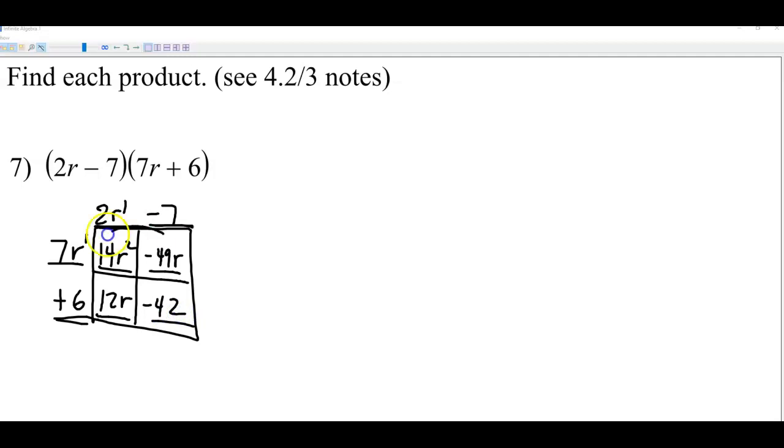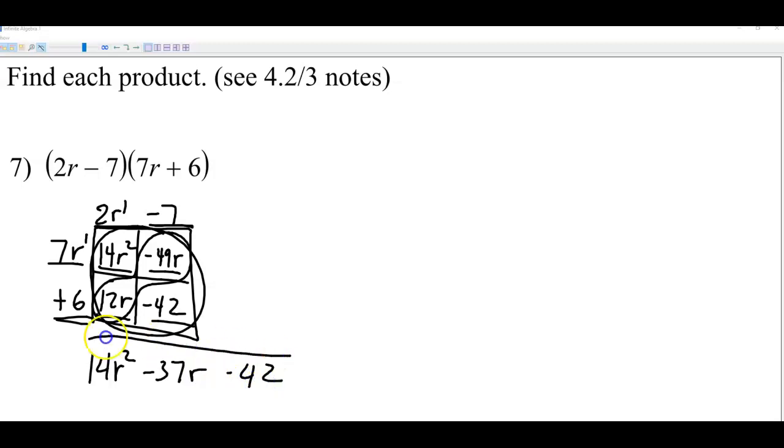I'm going to take the answers in my box out now, and as I do that, I'm going to start with the biggest power, which is r squared. And then the other ones are the r's, but we can combine those because they are like terms. We're going to add them together. So when you add like terms, just like we talked about on the first 3 problems today, you just combine the coefficients. Negative 49 added to 12 is going to be negative 37, and you keep the r the same in that case. And then also we have the negative 42 at the end, which has nothing to combine with. There's our final answer.